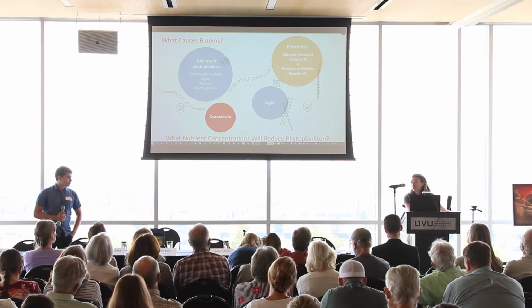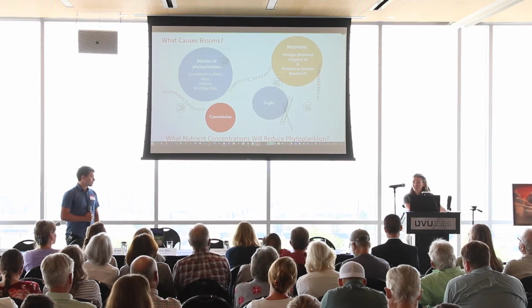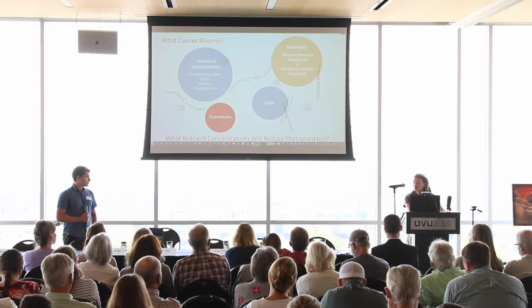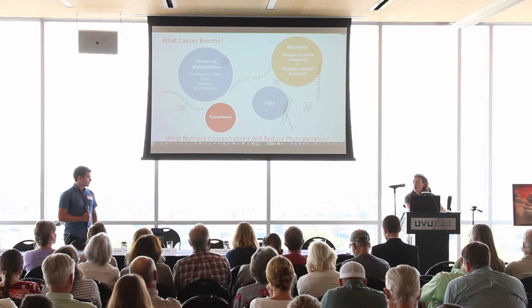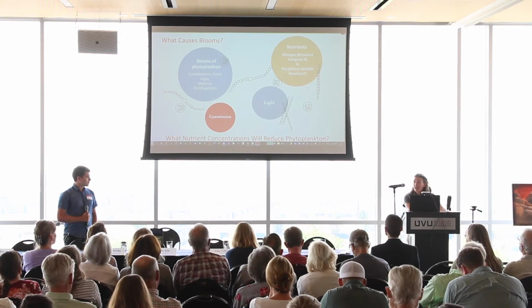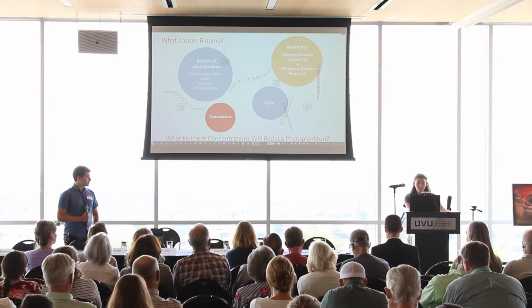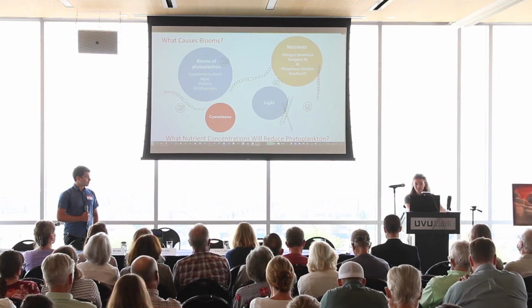All of these organisms are photosynthetic, and that means that they rely on light for their power. In addition to light, they also need nutrients, specifically nitrogen and phosphorus. When we talk about nitrogen and phosphorus, though, not all forms are created equal. Some are more bioavailable than others. So we're going to be talking in terms of dissolved inorganic nitrogen, or DIN, and soluble reactive phosphorus, or SRP. And our big questions that we set out to answer were, what nutrients are influencing blooms and when, and what nutrient concentrations will reduce phytoplankton?